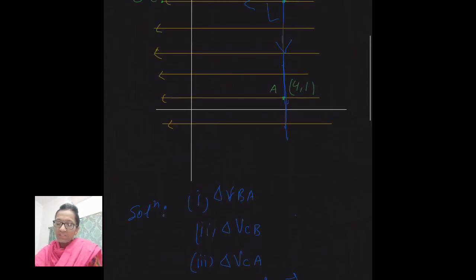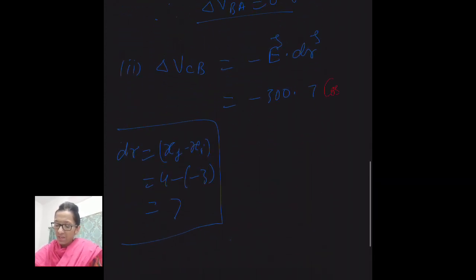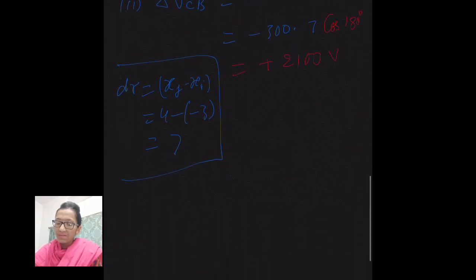And it is going from C to B. From C to B is in this outward direction, and the electric field is just in the opposite direction. So here you will have cos 180 degree, and this is equal to minus 1. So minus into minus gives plus 2100 volt.